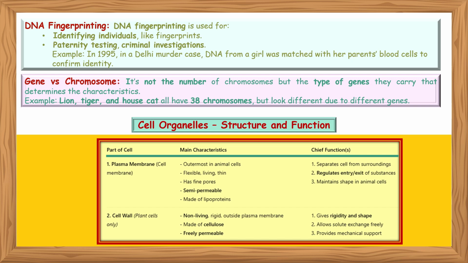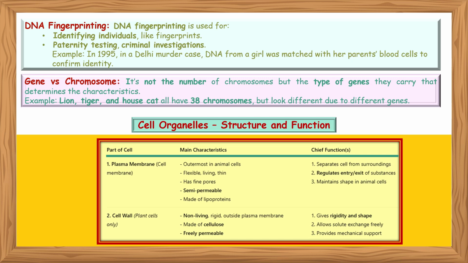This is the table containing cell organelles, their main characteristics and functions. Plasma membrane: it separates the cell from its surroundings. It regulates entry and exit of substances and maintains the shape in animal cells. Cell wall: it has a rigid structure and gives rigidity and shape to the cell. It allows solutes to exchange freely.